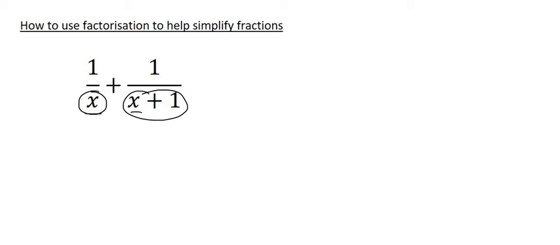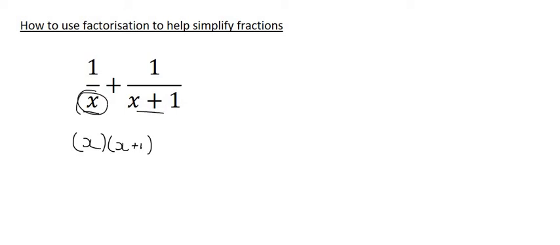So this is almost the same as saying 1 over a plus 1 over b. If this was the case, what would your common denominator be? Well, it would be ab. So what is the common denominator going to be for this? It's going to be x and x plus 1. You just put them together.